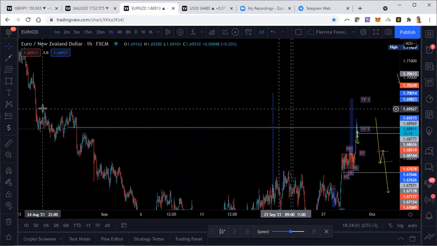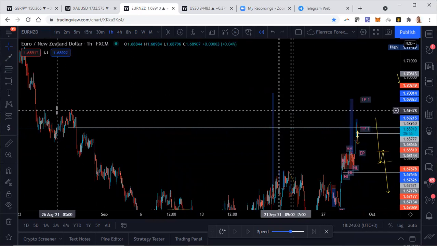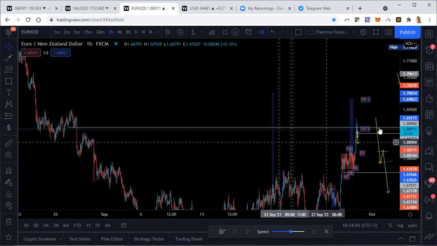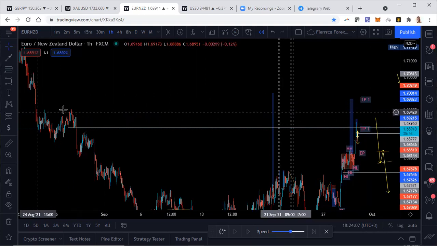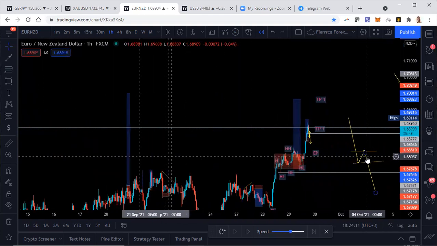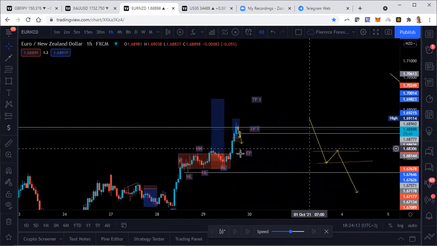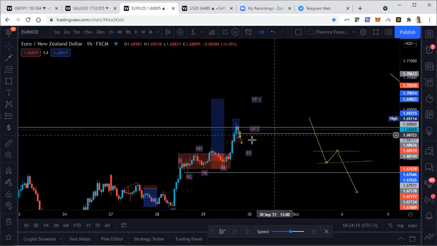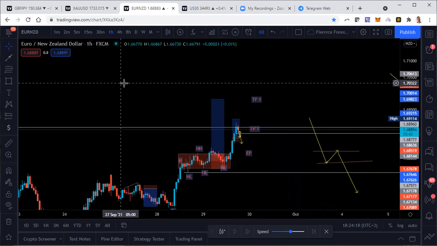So for me, there's some equal highs up here that would interest price getting to that level. So that's where I would probably be looking at really calling it a day on this trade. But for now, we are still bullish on this. Unless something changes, we are still bullish on EURNZD.